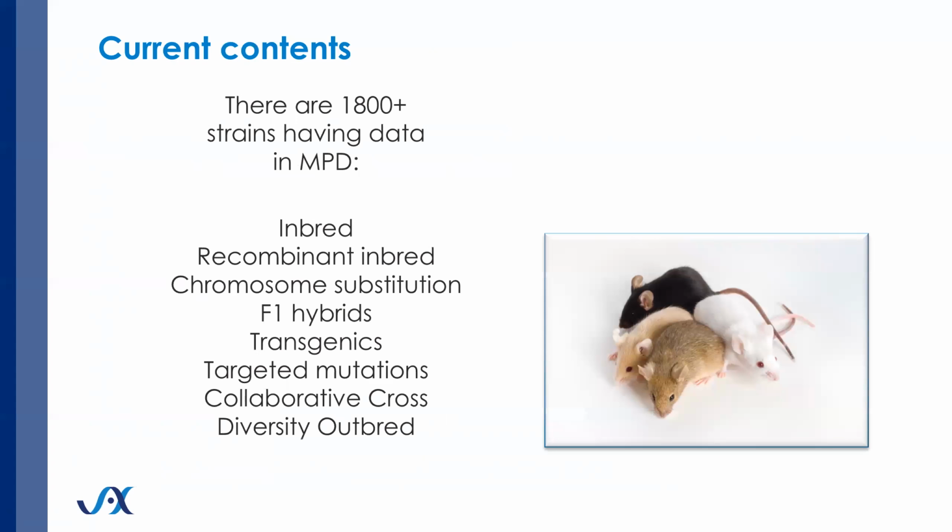Currently, there are over 1,800 strains having data in MPD, and those include inbred, recombinant inbred, chromosome substitution strains, F1 hybrids, transgenics, targeted mutations, collaborative cross strains, and diversity outbred mice.